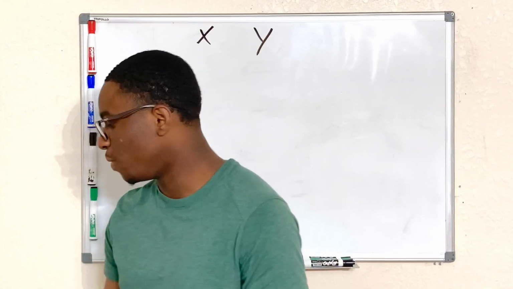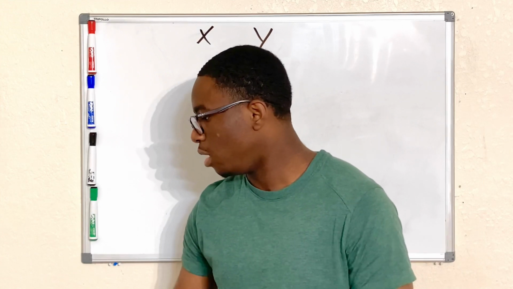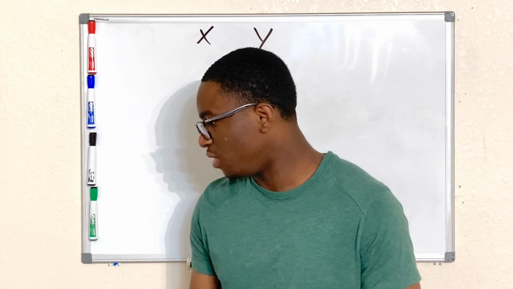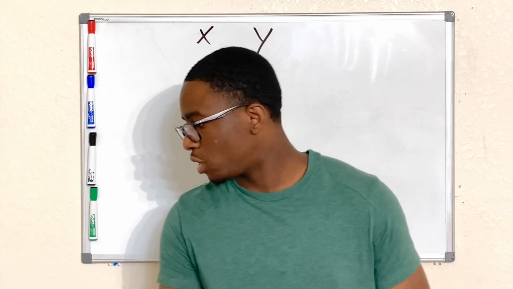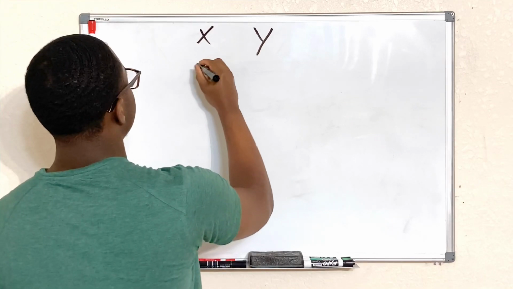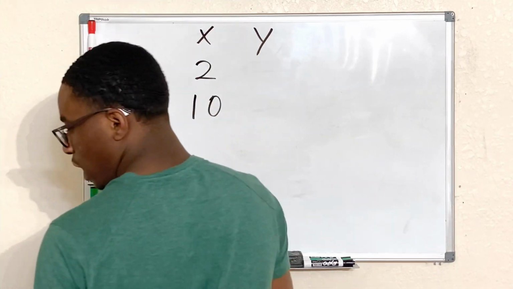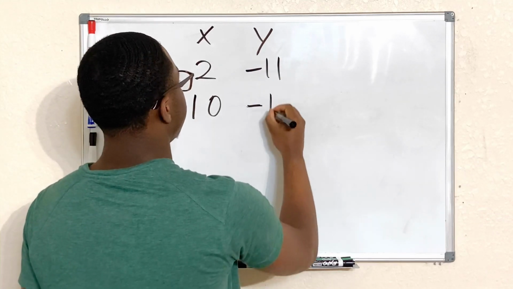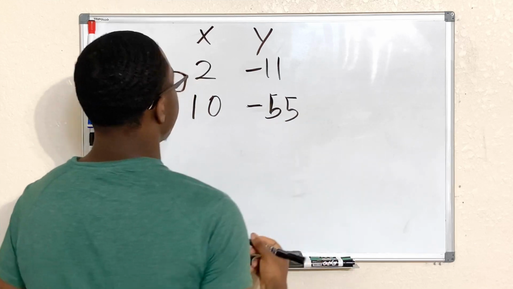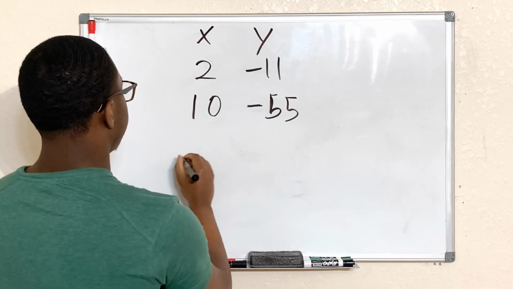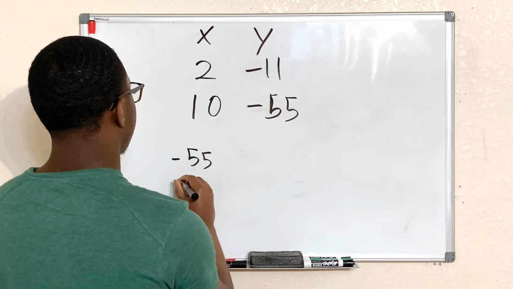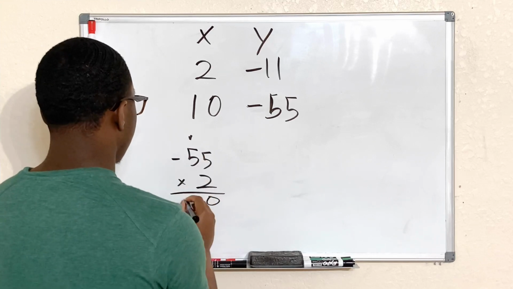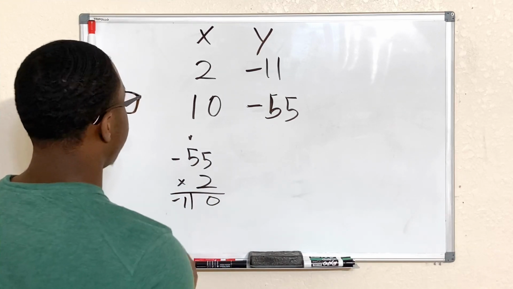All right, let's try it again for B. So B, let's use some simpler numbers. So we have 2, we have 10, a -11, and -55. Let's use those. All right, so 2 and 10 in our X values. Remember, we only need 4. 2 and 10, and then we have -11 and -55. All right, let's go ahead and multiply these. So we have -55 times 2. 5 times 2 is 10. Carry the 1, 5 times 2 is 10, plus 1 more is 11. And remember, it's negative, so we have a -110.